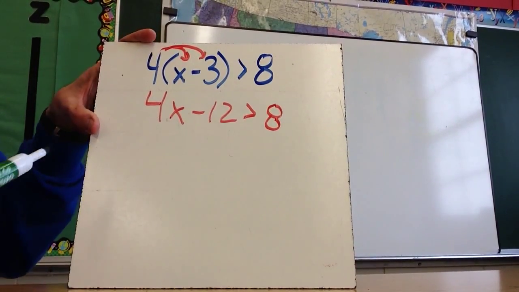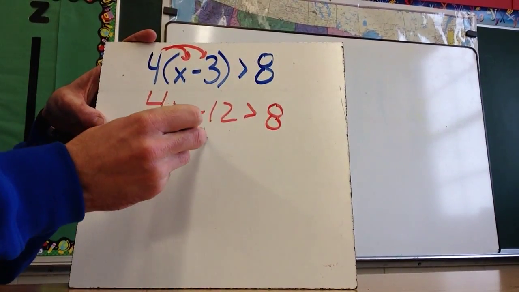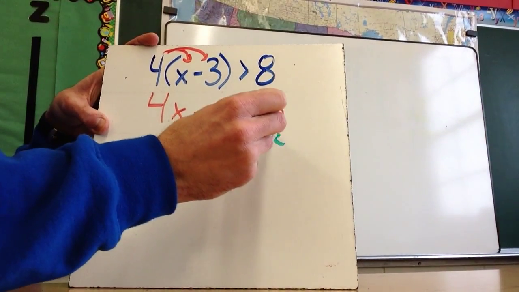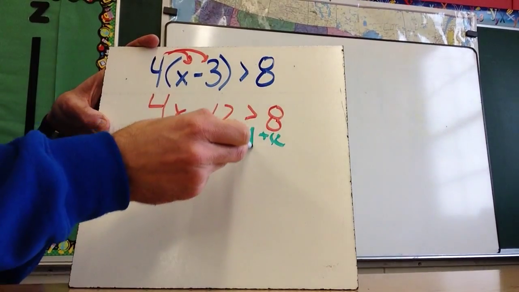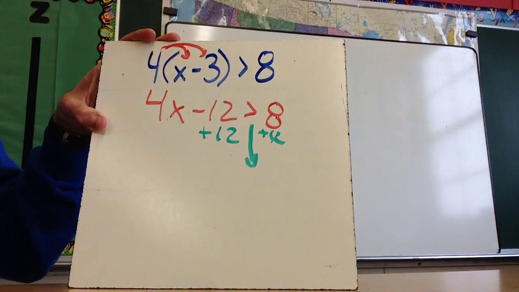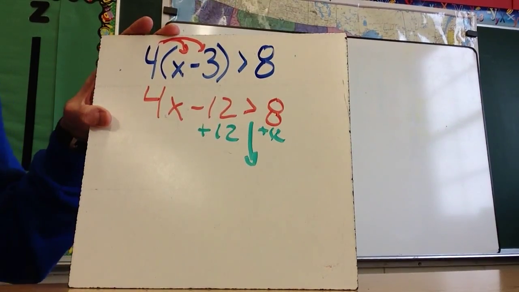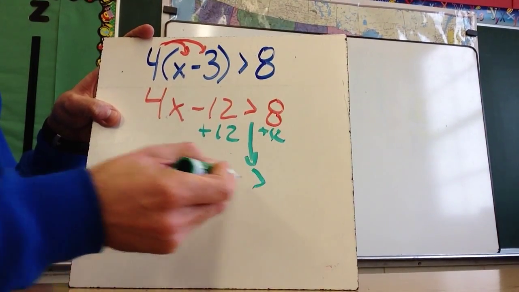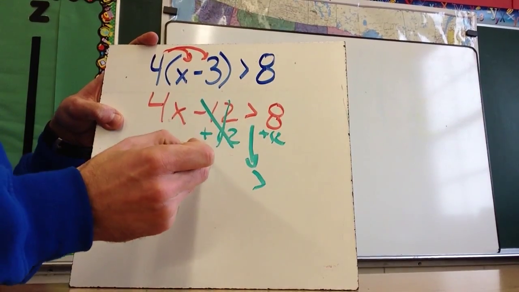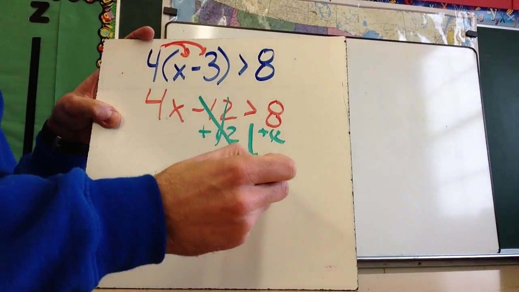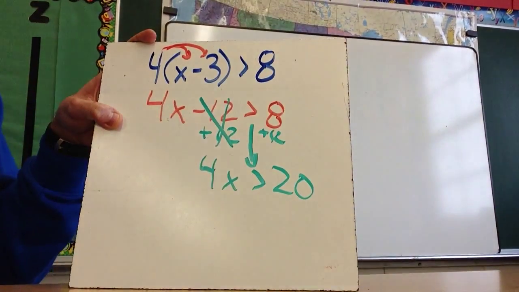Now I have to get the 4x by itself. So the opposite of negative 12 is positive 12. So I'm going to add positive 12. Keep in mind it's to both sides. Again, like we talked about before, it may be easier for some of you to deal with the sign first. Since I'm adding a number, the sign is not going to change. So this will cancel out, and I'm left with 4x on this side. And then I've got 8 plus 12, and 8 plus 12 is 20.